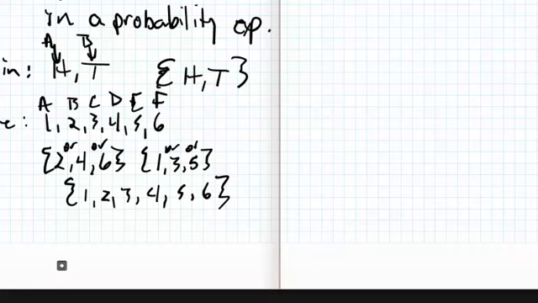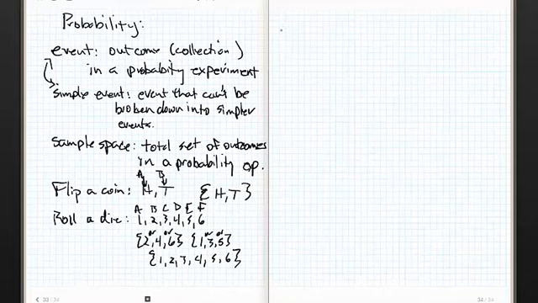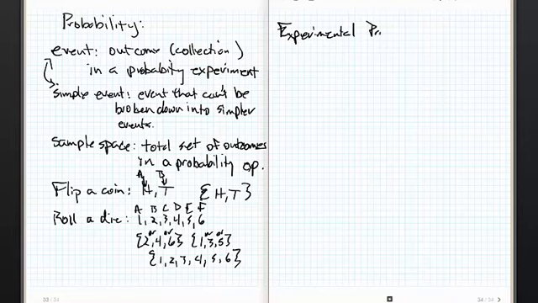Okay? Now, there are two types of probabilities. There are experimental probabilities, and then there's theoretical probabilities. Let's talk about experimental probabilities first. An experimental probability is simply the probability of something happening based on an experiment that you did.